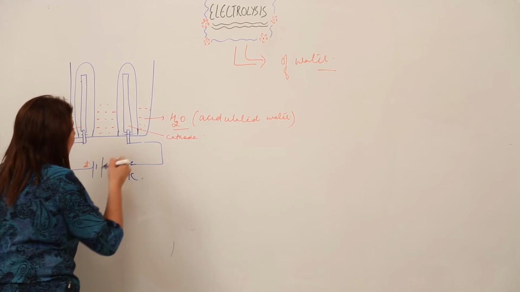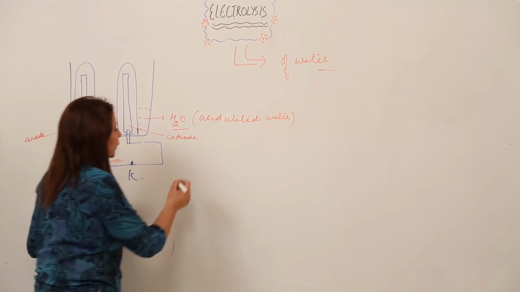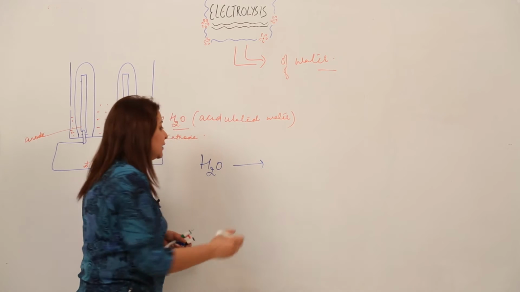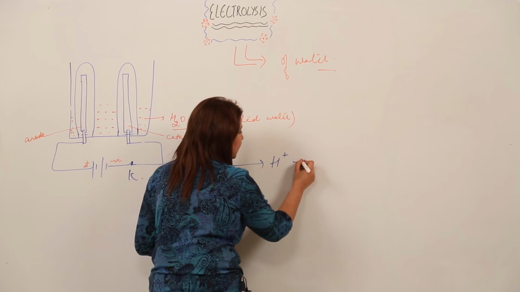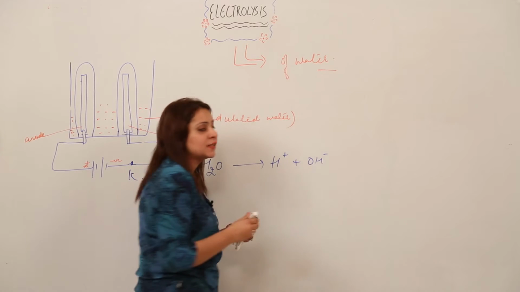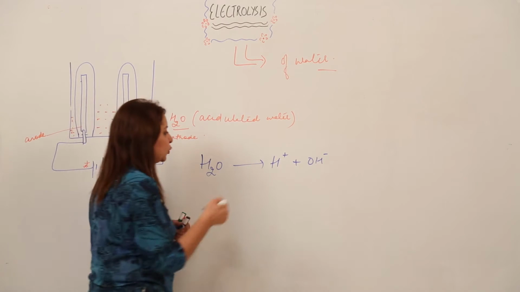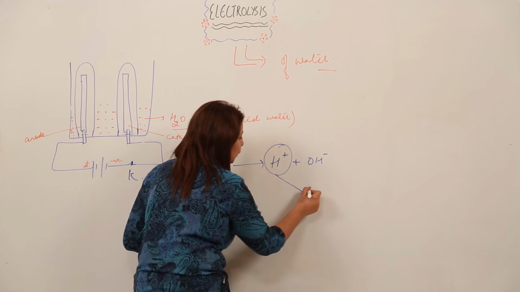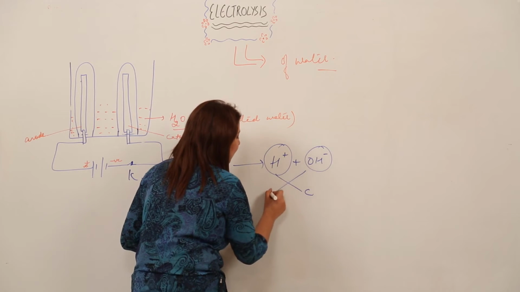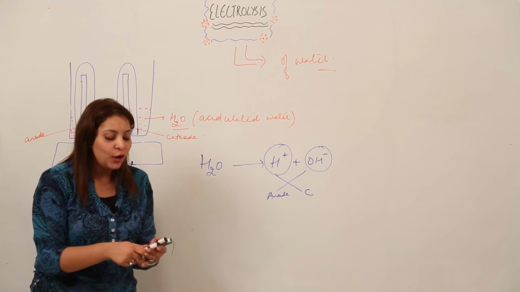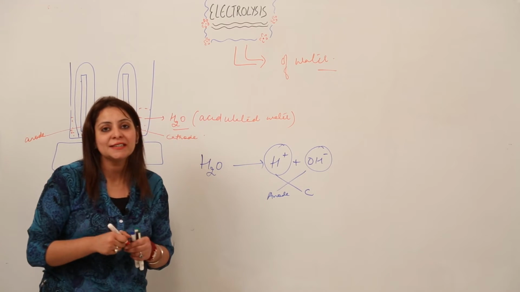Now what happens when we close this key? What happens? This water, that is the acidulated water, right? It dissociates into H and hydroxide ion, right? Similarly, they move to the respective electrodes. So like this moves to the cathode and this moves to the anode, and after that you know how to carry out electrolysis. We have already done many examples, right?